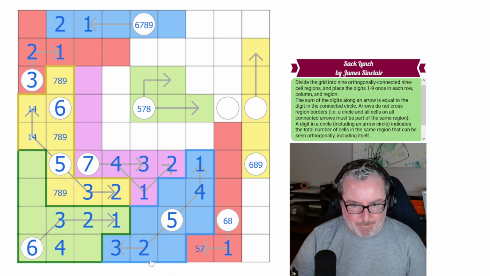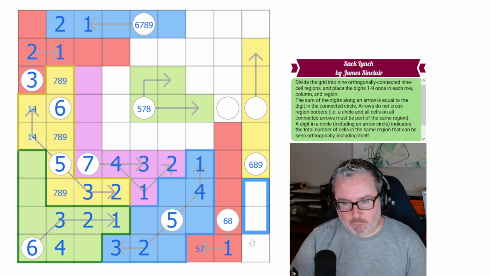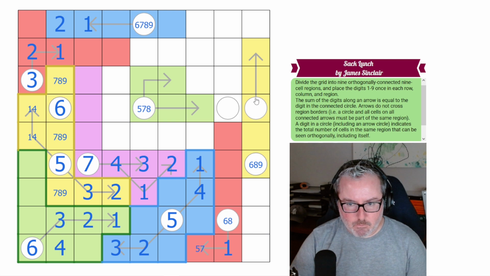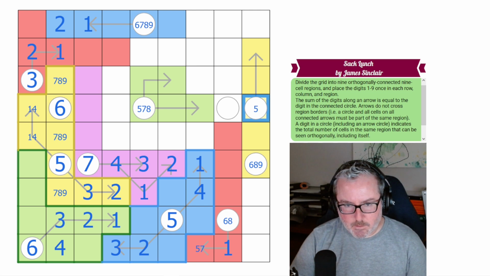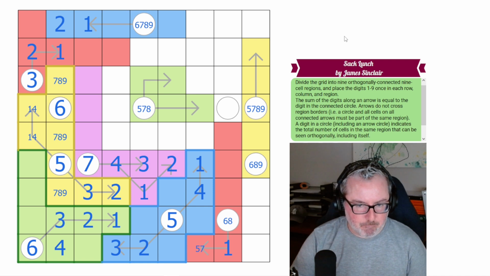Okay. Again, so what did that do for us? I guess we can't rule any of this out from red or yellow at the moment. What about you? Again, we see 1, 2, 3, 4, 5. Can't be 6, so it's 7, 8, or 9. That's not great.